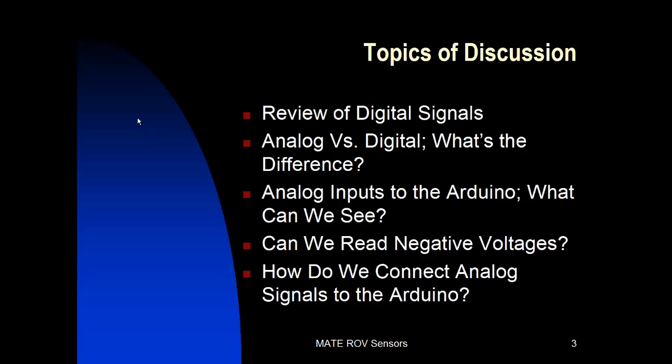What we're going to talk about here, we're going to review digital signals, what a digital signal is all about, talk about analog versus digital, what the differences are between them. Analog inputs into the Arduino, what can we see? What voltage ranges can we see? Can we read negative voltages? How do we handle negative voltages? And how do we connect analog signals to the Arduino?